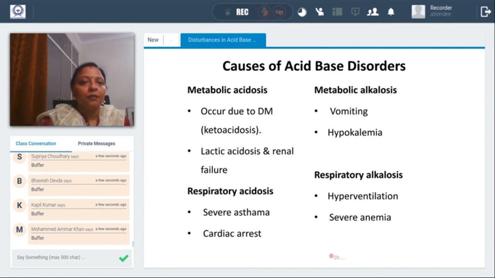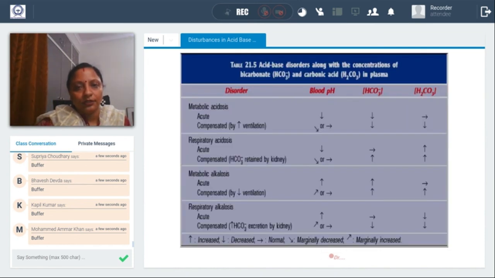These are the examples: metabolic acidosis, diabetes mellitus; respiratory acidosis, severe asthma, cardiac arrest; metabolic alkalosis, vomiting and hypokalemia; and hyperventilation and severe anemia are examples of respiratory alkalosis. This is an important slide.